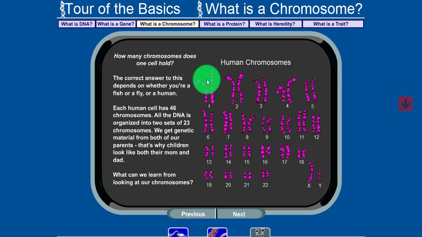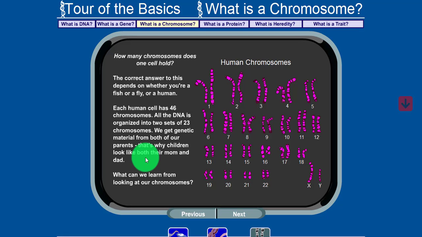Human chromosomes. How many chromosomes does one cell hold? The correct answer to this depends on whether you are a fish or a fly or a human. Each human cell has 46 chromosomes. All DNA is organized into two sets of 23 chromosomes. We get genetic material from both of our parents. That is why children look like both their mom and dad.